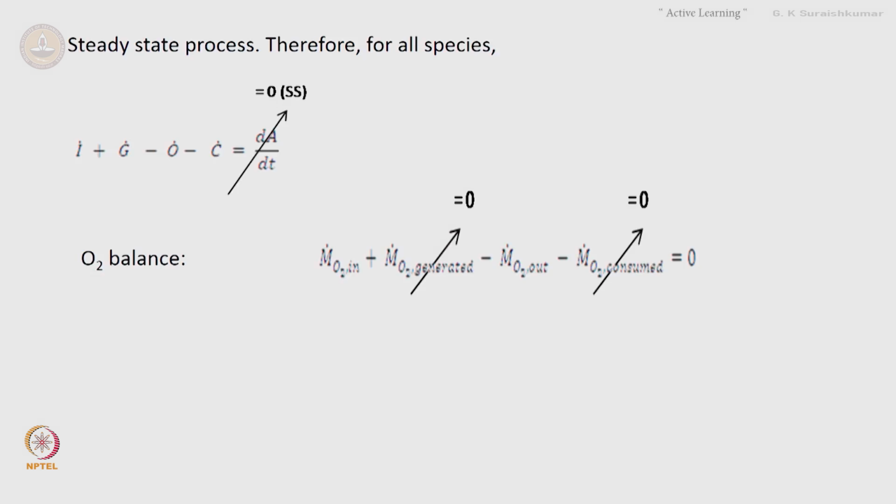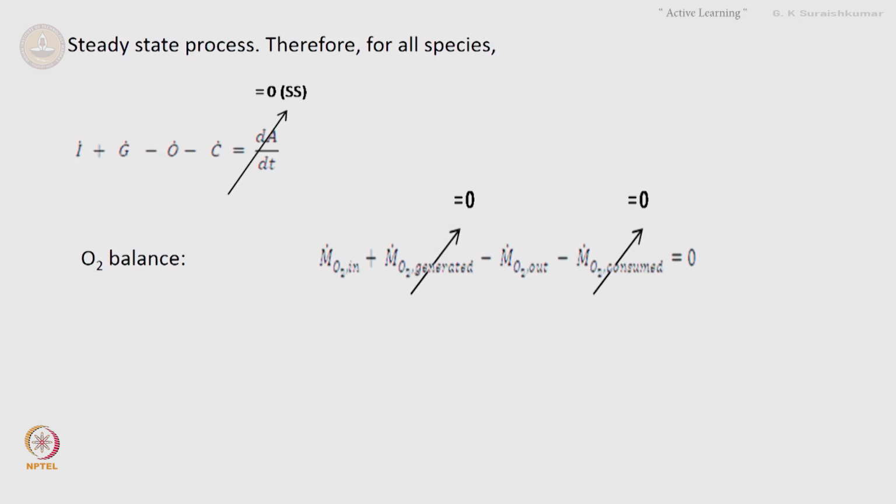The details could be something like this: steady state process, therefore, for all species the time derivative can be taken to be 0. That is, the input rate plus generation rate minus the output rate minus the consumption rate equals the accumulation rate, the useful form of the material balance equation for processes. Since this is a steady state process, the accumulation term goes to 0, and therefore, the oxygen balance would be the molar flow rate of oxygen in the input, plus generated, minus output, minus consumption.